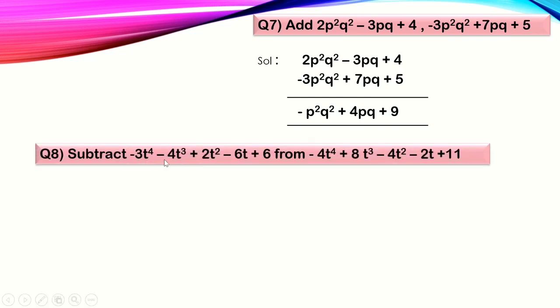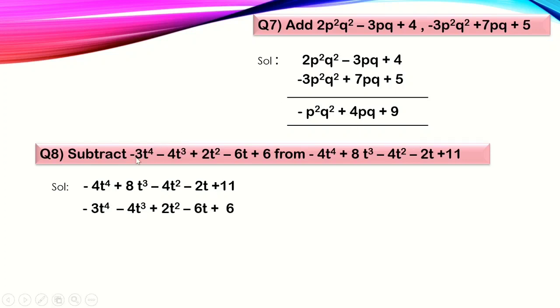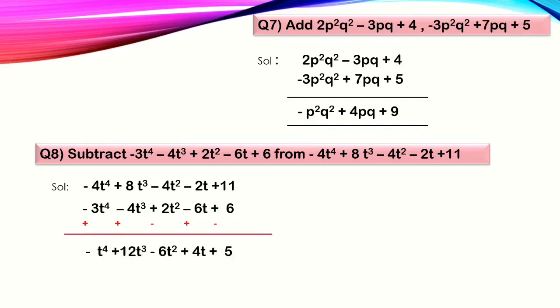Next, subtract this first expression from this. Now you know that minus 4t raised to the power 4 plus 8t cube minus 4t square minus 2t plus 11 should come first. Written. Then second, minus 3t raised to the power 4 and so on. And then what should we do? We should change the sign. So I have changed the sign. Now you can easily solve it. So this is the answer.